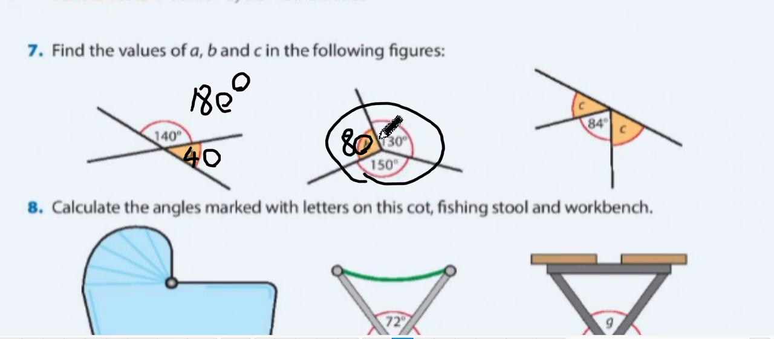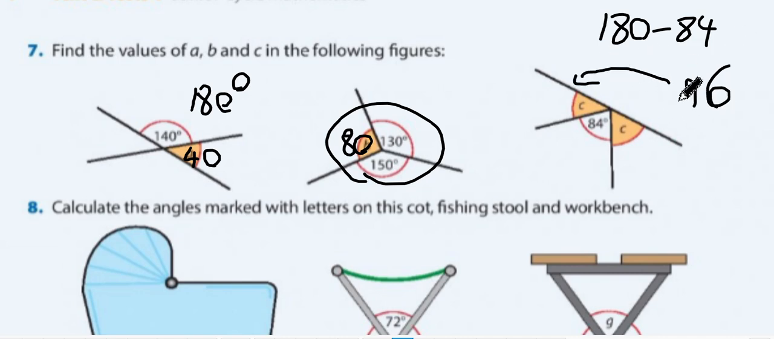So it has to add up to 360, does it? Okay. Now the next one's tricky. I'm going to get to 180 take away 84, which gets me 96. Is that okay? Now that 96 is shared equally amongst two different angles. So what's 96 divided by 2? They're both 48s. All good so far? Okay, next one.